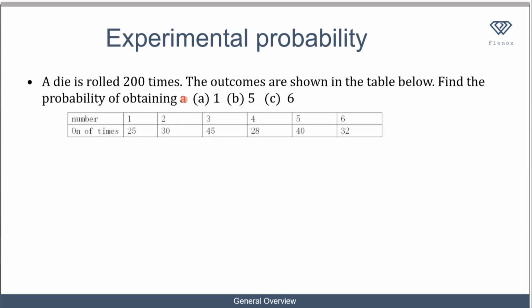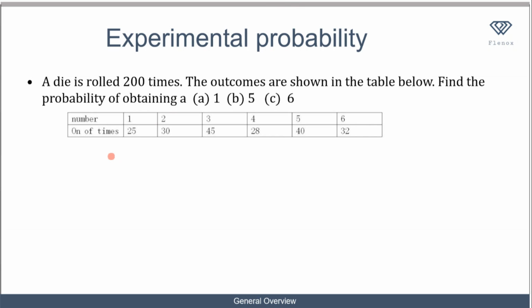So let's take a look at this example. Here we roll a die 200 times, and the outcomes are shown in the table below. Find the probability of obtaining a 1, 5, and 6. So the total number of outcomes is 200 because we tossed the die 200 times. Based on the frequency, we're told that 1 appeared 25 times, 2 showed up 30 times, 3 showed up 45 times, 4 showed up 28 times, 5 showed up 40 times, 6 showed up 32 times.